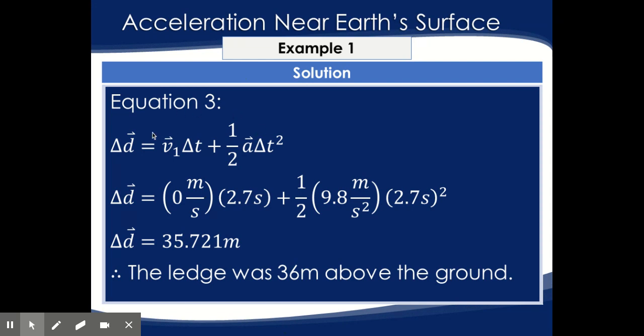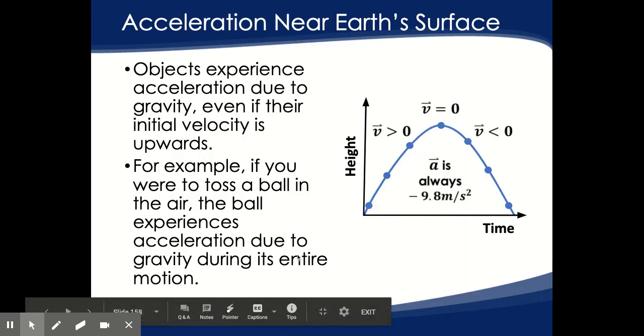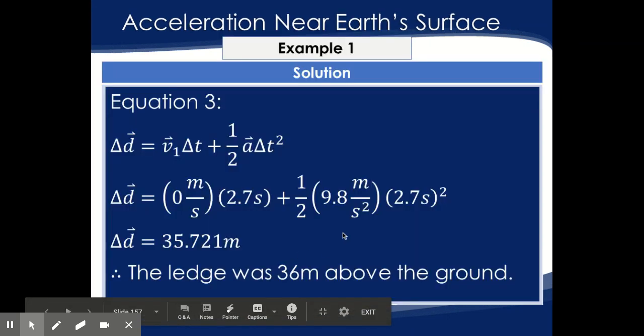I'm sorry, I just completely said that wrong. I apologize. We're solving for distance. We do have the initial velocity, the acceleration, and the time. So we plug that in, we're still solving for distance. We'd have 0 meters per second times the time, plus 1/2 times gravity times the time squared. So what you end up with here is 35.721 meters. And if you're using sig figs, you would round that up and say that the ledge was 36 meters above the ground.